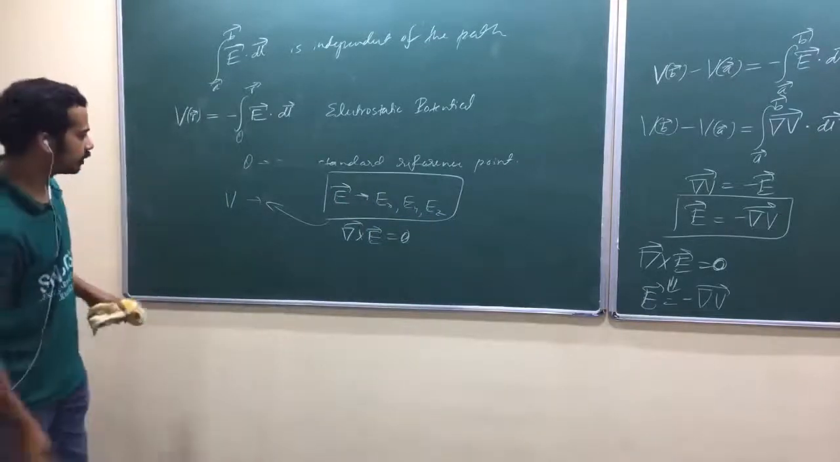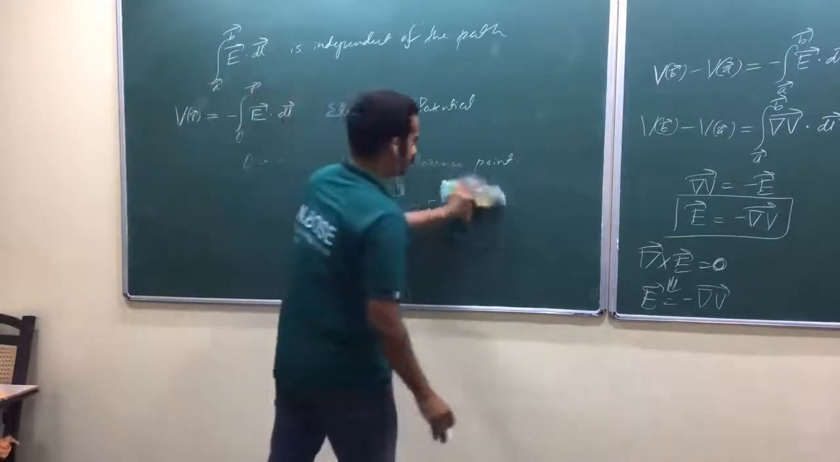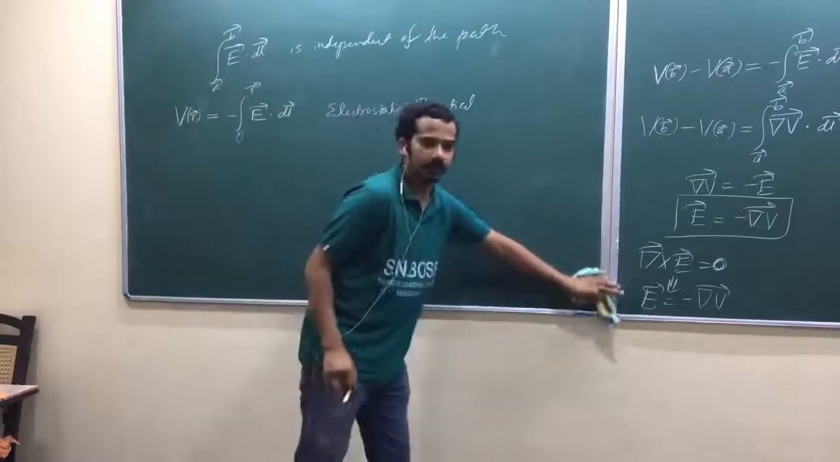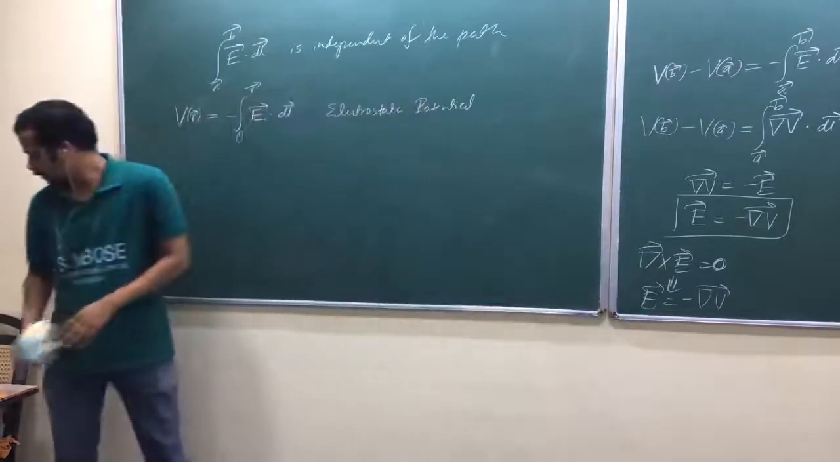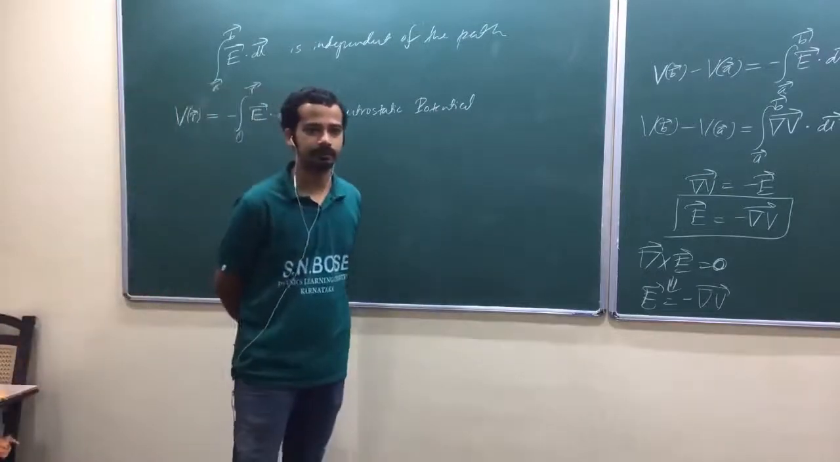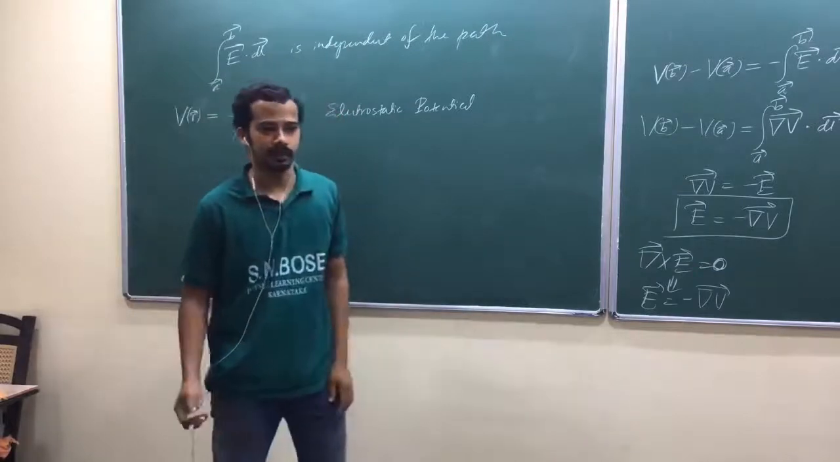Again, our advantage is potential is a scalar. It's very easy to compute. Okay. Again, suppose Coulomb's law is very difficult, suppose Gauss law is not helping, what is the next choice? Go for the potential formalism. Is that okay? Find the potential, then take the gradient and find the electric field. Yeah, that's the question.